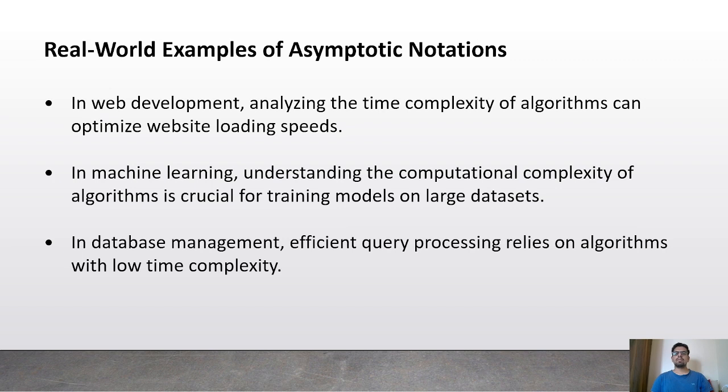Real-world examples of asymptotic notations. In web development, analyzing the time complexity of algorithms can optimize website loading speeds. In machine learning, understanding the computational complexity of algorithms is crucial for training models on large data sets. In database management, efficient query processing relies on algorithms with low time complexity.